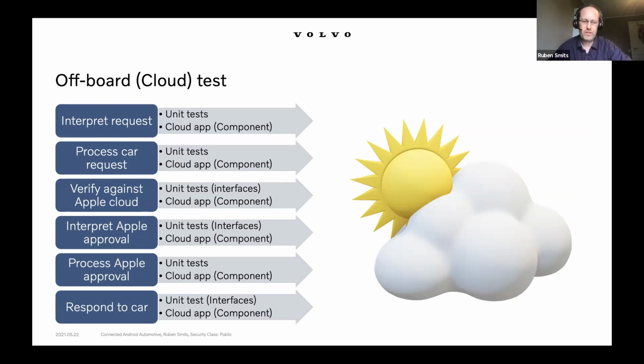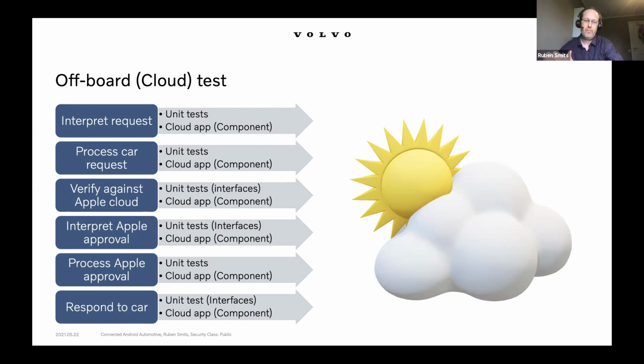Again, unit testing, component test. Then Volvo Cloud communicates to the cloud from the phone supplier. And again, we have an interface between two clouds. So that's where we do unit testing, and we also do some calculations. So that's component testing.